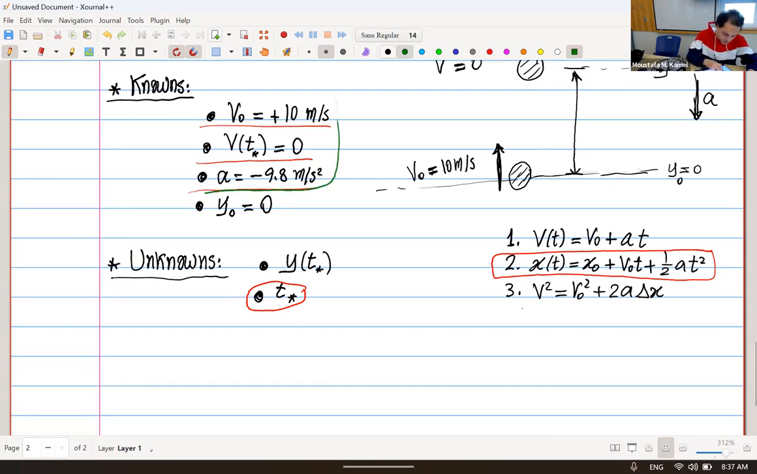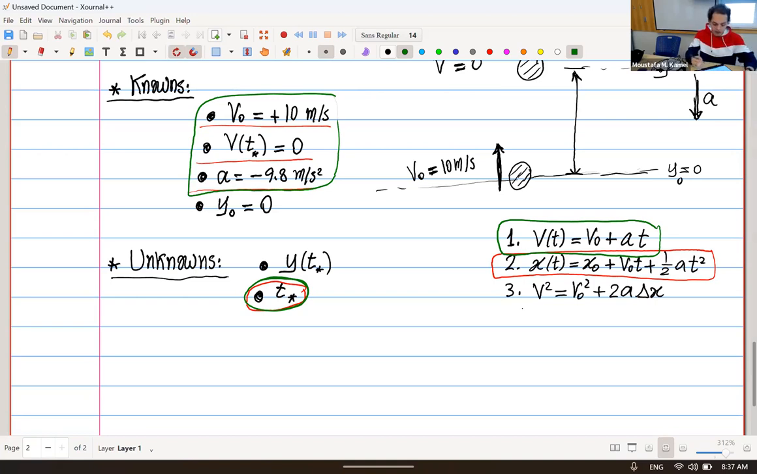Those three variables, and we are missing this variable. So if we look at the three equations we have, we will find an equation that connects all these four variables, which is this equation, right? Because on the left-hand side, v at t star is equal to 0. And on the right-hand side, we have v naught, we have acceleration, and we are missing t. So that's what we will calculate.